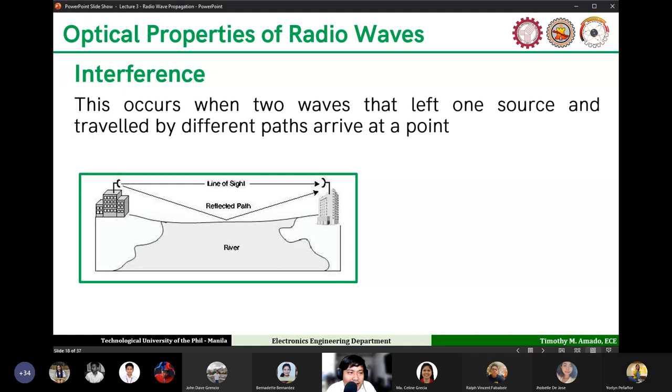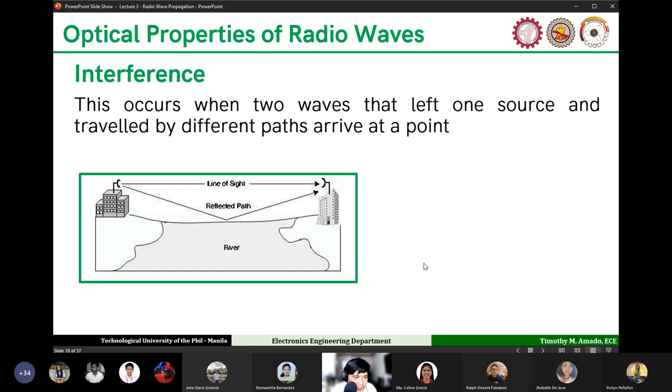Okay. Now let's talk about interference, no? So this is the last one under the optical property ng radio wave. So, ano yung interference? This occurs when two waves that left one source and traveled by different paths arrive at a point.